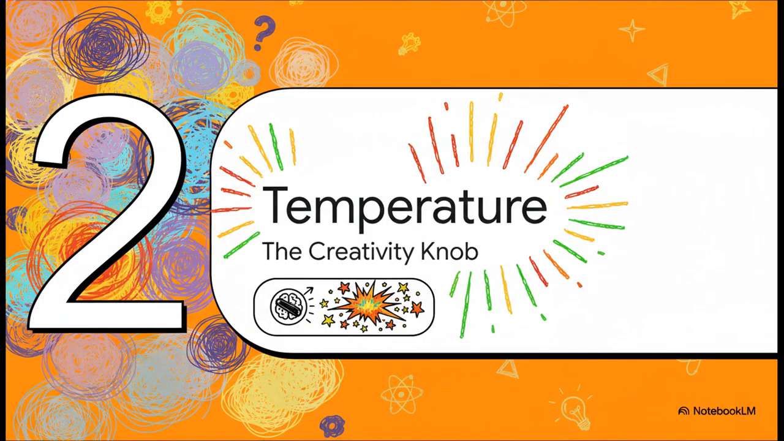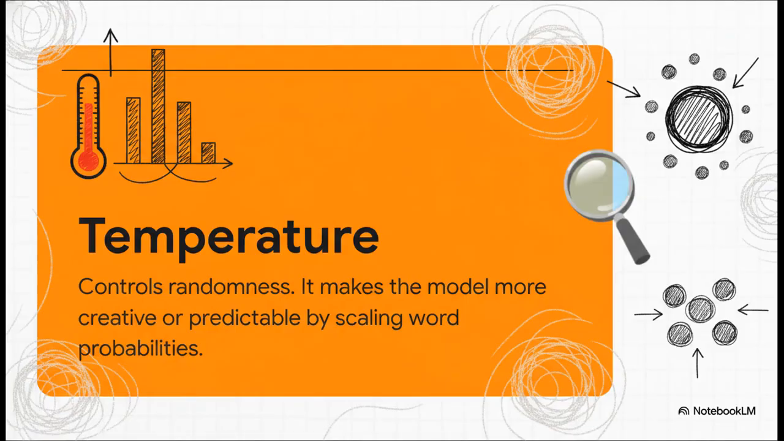Okay, so we've got this list of words and their probabilities. How do we start messing with it? Well, our first control is something called temperature. And the best way to think about it is as the AI's creativity knob. It lets us dial up or dial down the randomness of the response. And how does it work? It actually goes in and tinkers with those probability scores we just saw.